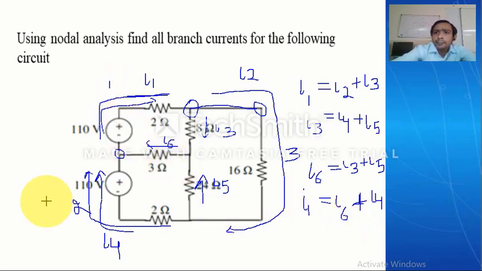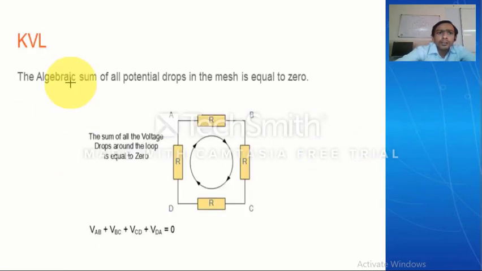We will discuss when we will do numerical in next class. So before proceeding to the numerical part, first we must understand what is KVL, Kirchhoff's voltage law. Now Kirchhoff's voltage law is applicable in any mesh. It states that the algebraic sum of all potential drop in a mesh is equal to 0. Means the potential drop between DA, AB, BC and CD will be equal to 0.